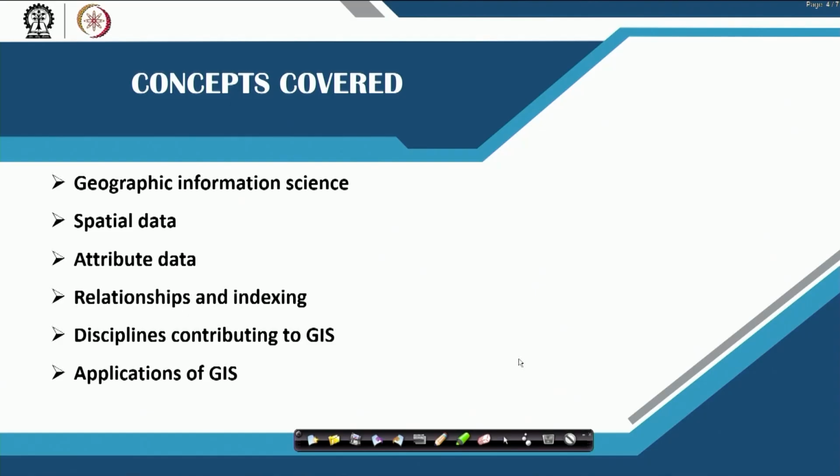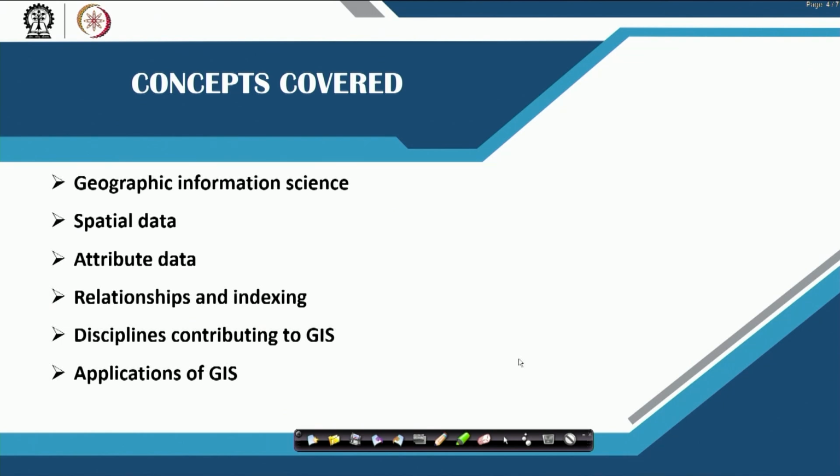This schedule is to understand what you mean by science. What we learned in the previous class is information system. Now, we will understand what you mean by geographic information science. Science is different from system, how it is different and why it is different. That is what we understand in this particular class.